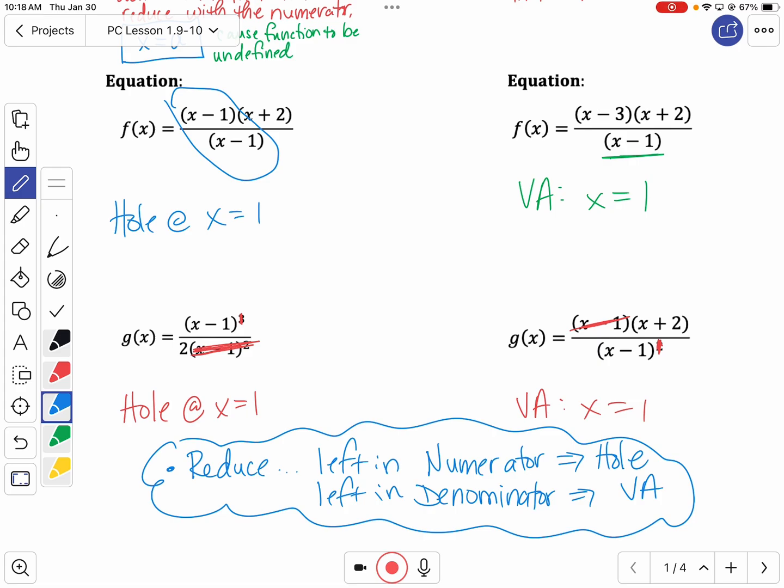Okay, question on that? All right, so repeated factors give me a hole. Things left in the denominator give me vertical asymptotes. All right, Roderick.